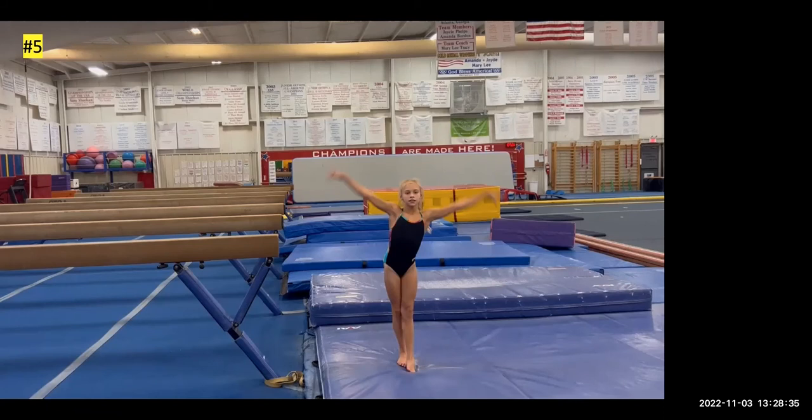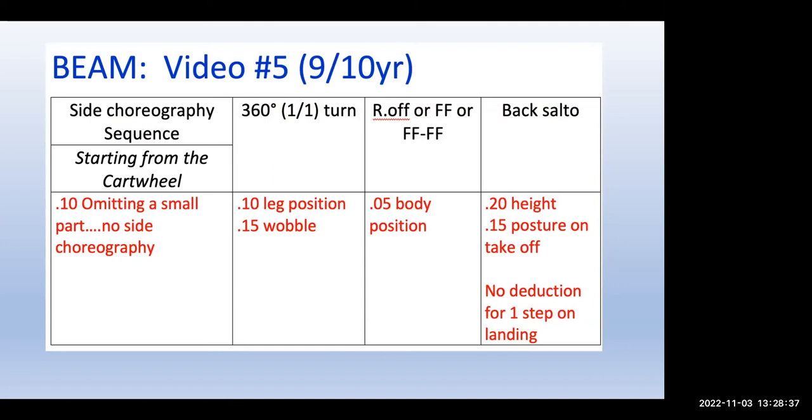So this is where there's supposed to be side choreography. Before that, she didn't do any side choreography. Then this was like she started from the cartwheel. So then we go into the full turn, 1/10 for the leg position, a 1/10.5 for a wobble, the round off or the flick flack dismount, a 10th, 0.05 for body position, and then on the back salto, 2/10 for height, a 1/10.5 for posture taken on the takeoff position, all leaned back and arched, and then no deduction for the step on the landing.